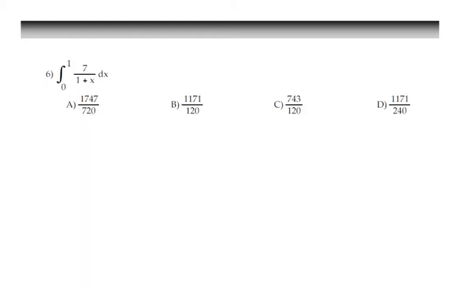Now we will do one more using the trapezoidal rule. Here we have a function 7 over 1 plus x between 0 and 1. Delta x is equal to (1 minus 0) over 4 if we use 4 trapezoids. So we get 1/4, and we'll develop our table of x's and y's.